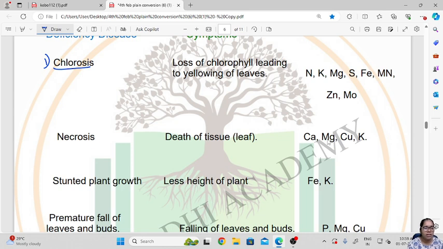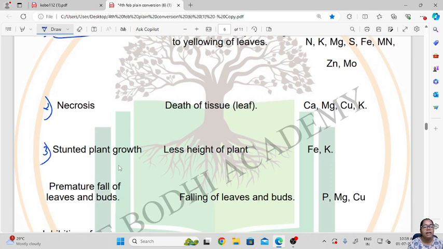Then the second one is necrosis. So here what happens, the symptom is death of the tissue. That is, the tissue of the leaf becomes dry and then it falls off. So this is called as necrosis, and it is caused due to deficiency of element calcium, magnesium, copper and potassium.